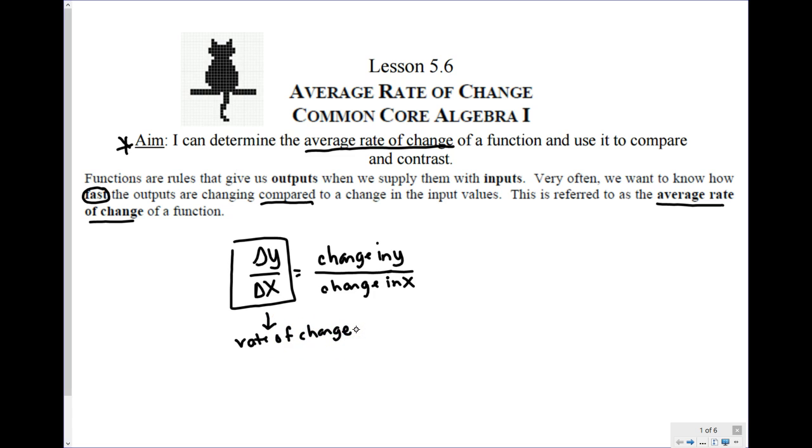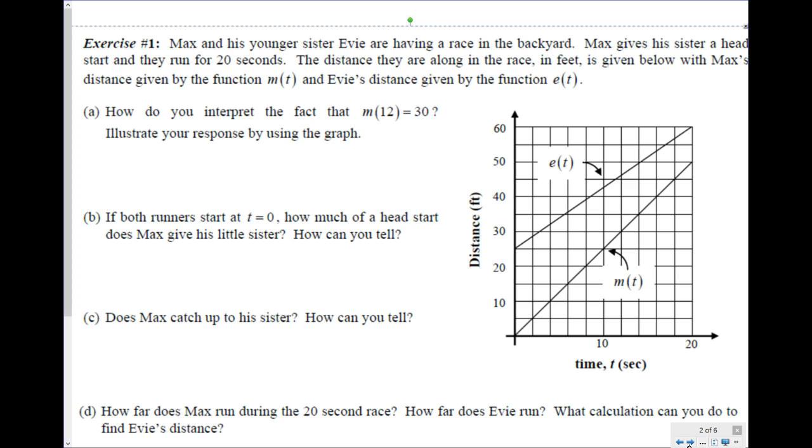Let's take a look at an example to help us talk a little bit more about this. So, exercise 1. Max and his younger sister Evie are having a race in the backyard. Max gives his sister a head start and they run for 20 seconds. The distance they are along in the race in feet is given below, with Max's distance given by m of t and Evie's distance given by the function e of t.